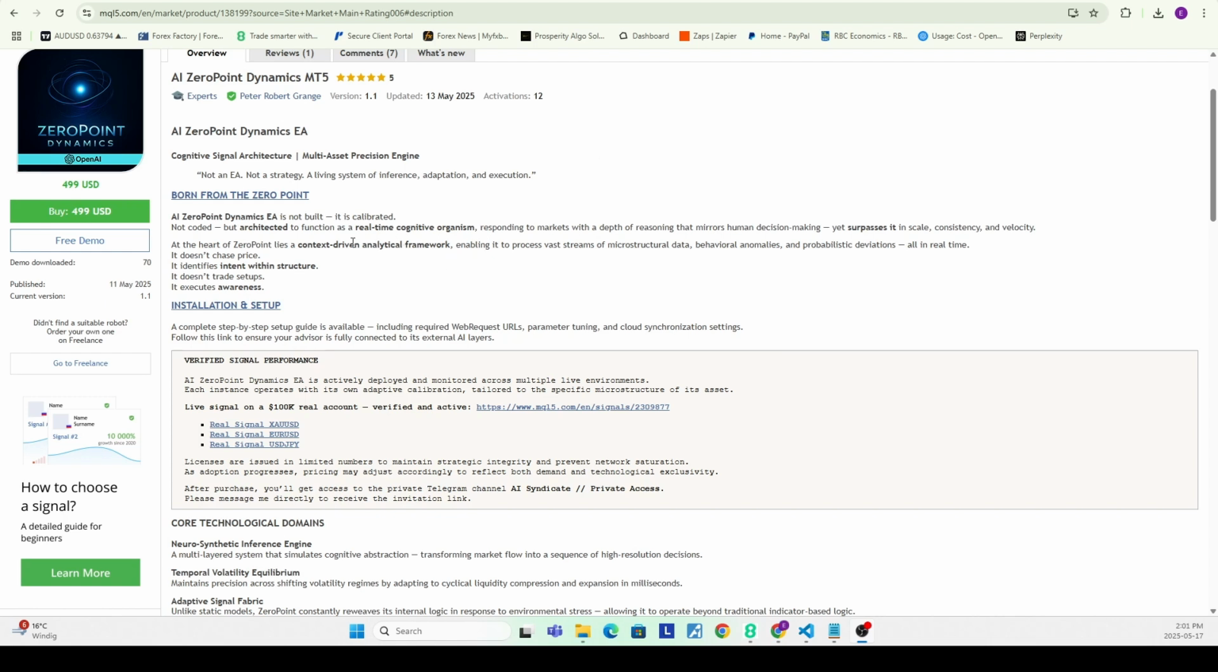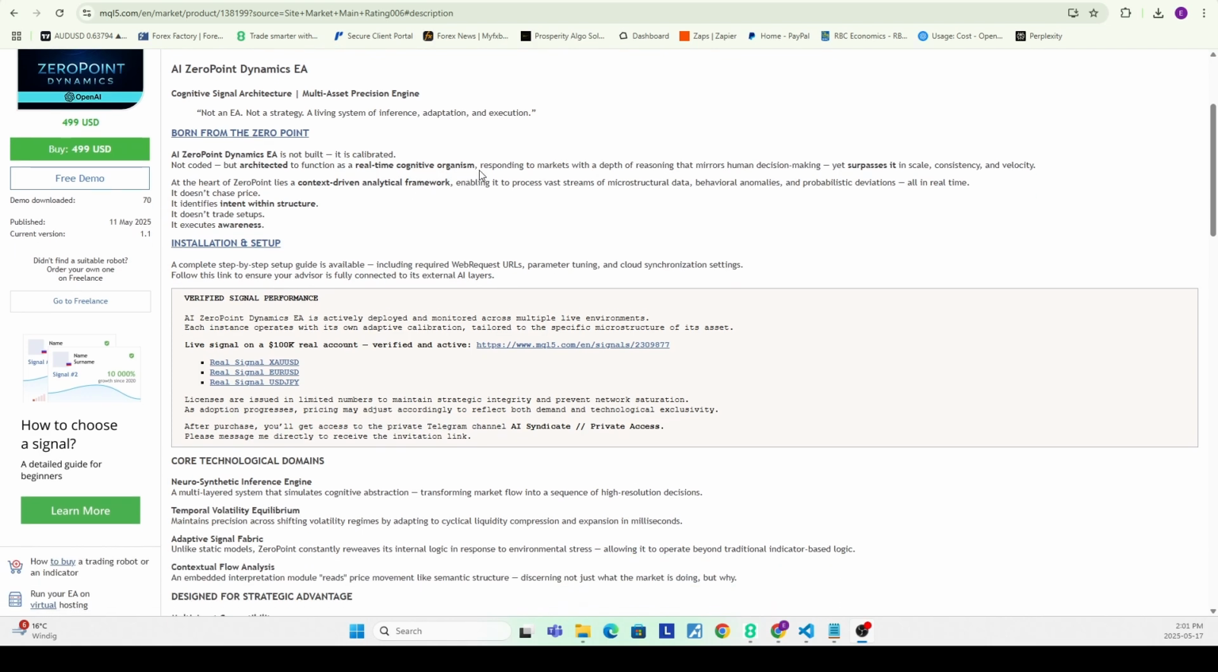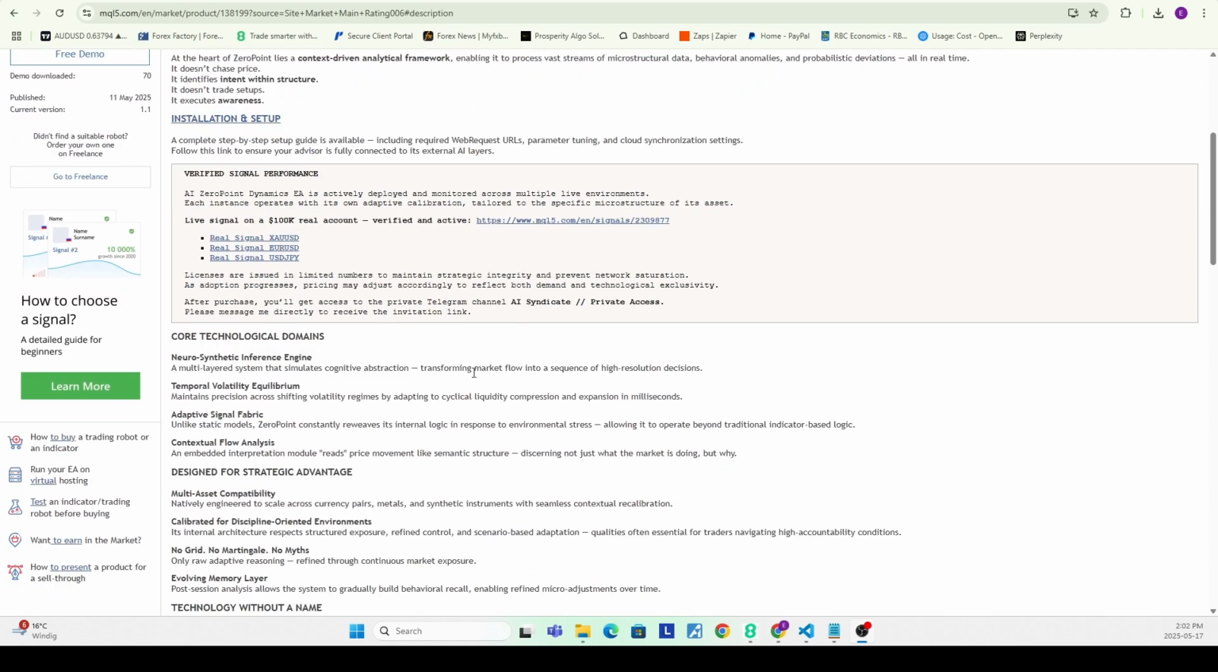So here we can go into the sales page, and we can see that supposedly it uses a real-time cognitive organism and a context-driven analytical framework. If you read these sales pages, sometimes it looks like the developer literally asked ChatGPT to write a sales page for them, because many of these things are rather impossible to put in an expert advisor. Like, what is a neurosynthetic inference engine? I am aware that some of these topics do exist in real artificial intelligence. However, putting it in an MQL5 expert advisor would be exceptionally challenging, right?